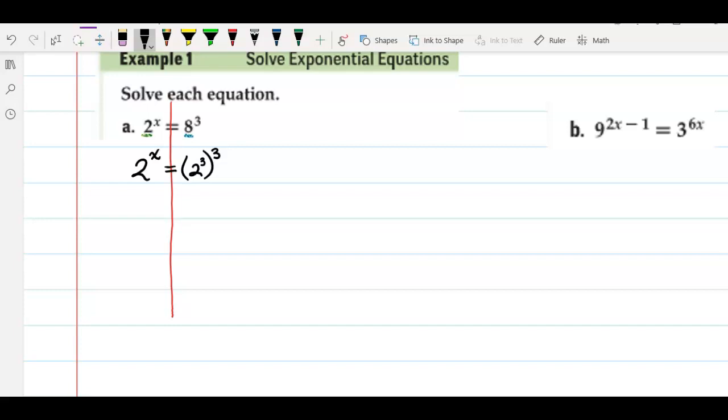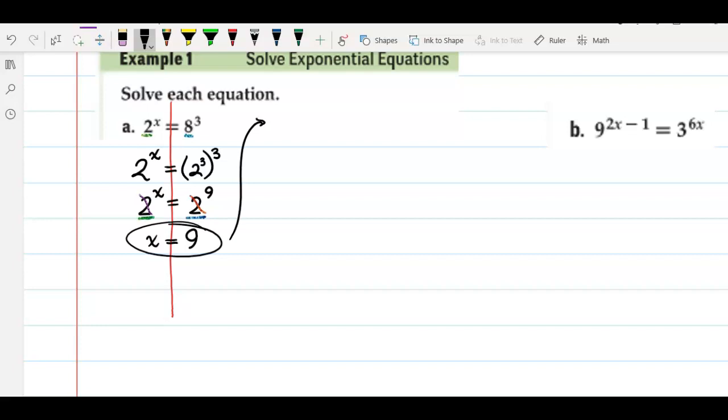Now, applying the properties of exponents, we have the power to a power rule. That becomes 2 to the 9th. Once you have each side expressed as the same base, we can remove the bases and just set the exponents equal to one another. If 2 exponential expressions have the same base, then their exponents are also going to be equal. Therefore, x equals 9.